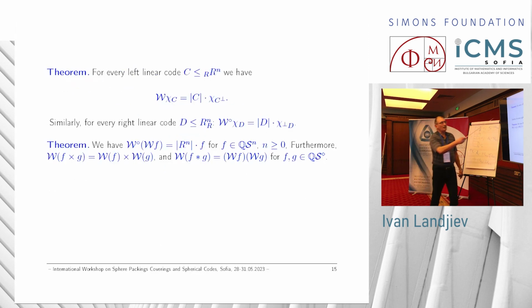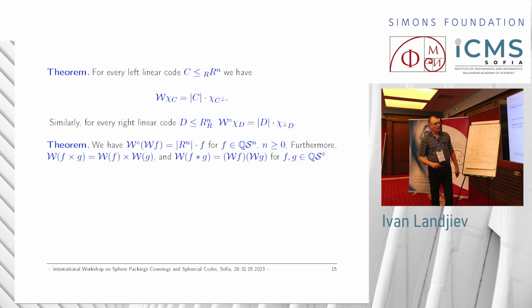So, for every left linear code, the image of the characteristic function is the characteristic function of the orthogonal code. And this is actually a MacWilliams identity if we consider the trivial partition of the ambient space. Each element of R to the power n is a single element in its part. So if we consider this trivial partition, this is just the MacWilliams identity. And similarly for right linear codes.